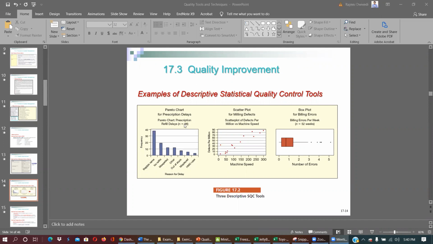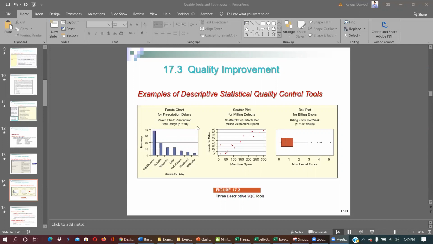Okay, let me go ahead. What is the Pareto chart? Pareto chart is also known as the 80-20 rule. That means 80% of problems can be solved if you fix 20% of issues, or 80% of performance can be improved if you fix 20% of reasons.